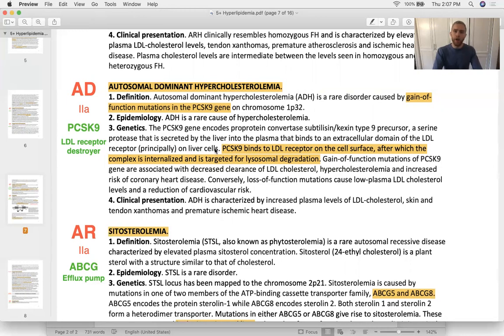PCSK9 is a quite recently discovered target of lipid-lowering therapy. PCSK9 inhibitors are something that we're going to learn about in pharmacology. I won't say anything about it other than to be aware of PCSK9 and what it does.